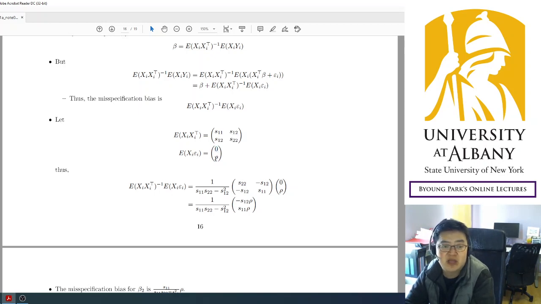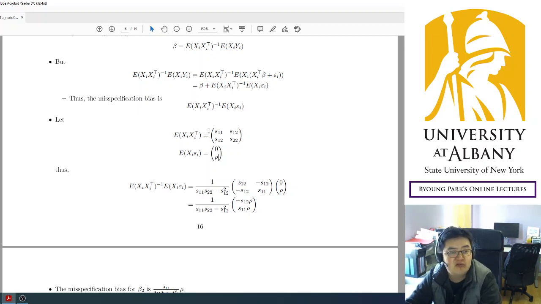So x1 is uncorrelated, but x2 is correlated. The covariance is rho, as we assumed earlier. Then just plug these in, and you get the misspecification bias of this form. So I believe that you can invert a 2 by 2 matrix. If you can't, you can simply search for it on Google. It is simple algebra. I'm not going to show you the details; I learned it in high school, so do something if you don't understand what's going on.